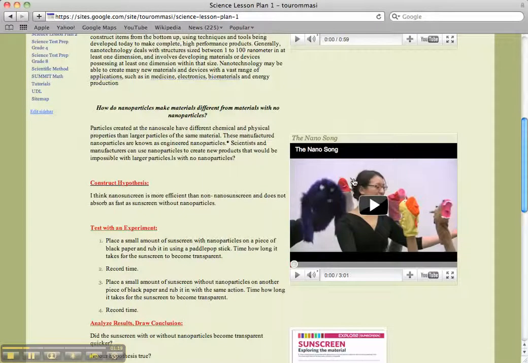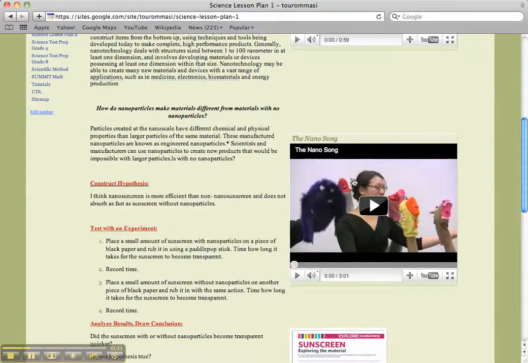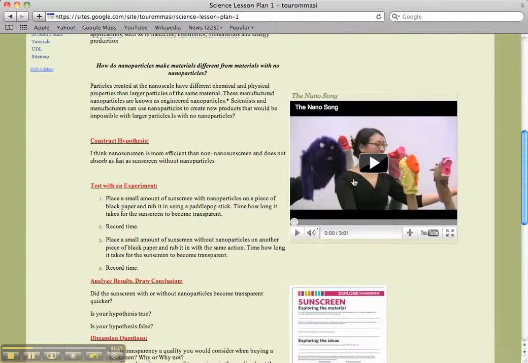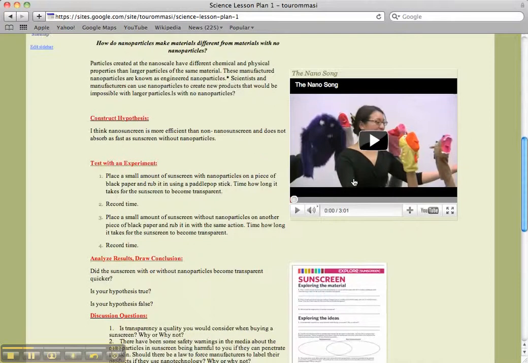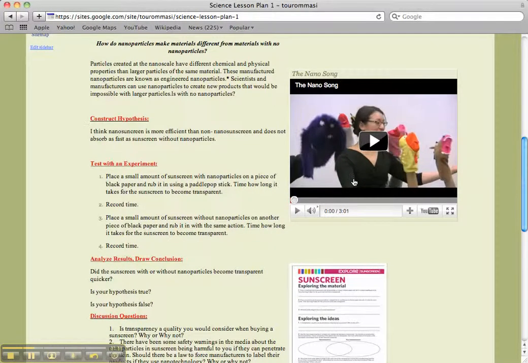Next, form a hypothesis. I think nano sunscreen is more efficient than non-nano sunscreen and does not absorb as fast as sunscreen without nanoparticles. I want students to do an experiment testing sunscreen that has nanoproducts in it and sunscreen that has no nanoproducts in it. So students will be given two types of sunscreens.